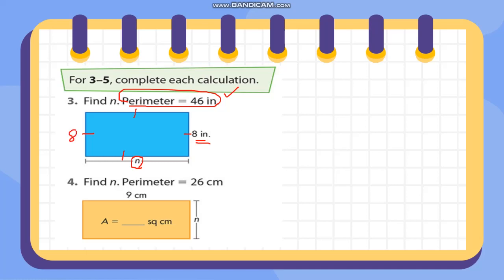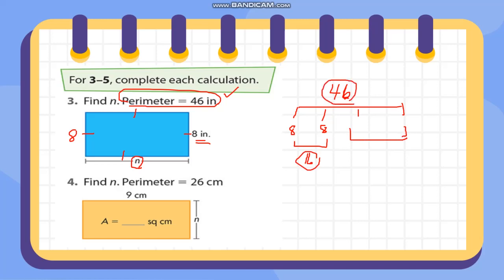Since your perimeter is 46, and this perimeter is the total of 4 sides, and your first side is 8 and the other side is 8, 8 plus 8 is equivalent to 16. So there are 2 sides remaining, 2 sides unknown. To complete the 46, what we are going to do is subtract 46 minus 16. So 46 minus 16 is equivalent to 30.